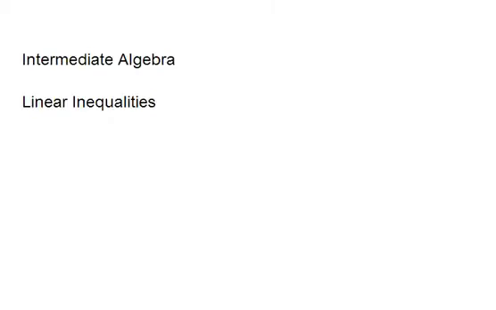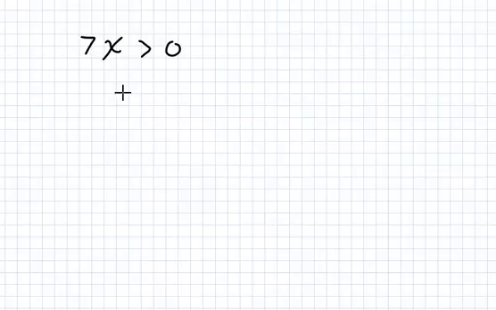We are working linear inequalities in intermediate algebra. So let's look at this inequality. We have 7x is greater than 0. So we want to find the solution set, draw a graph, write interval notation. Well, this is actually pretty simple here. What numbers could we plug in for x to make this true?